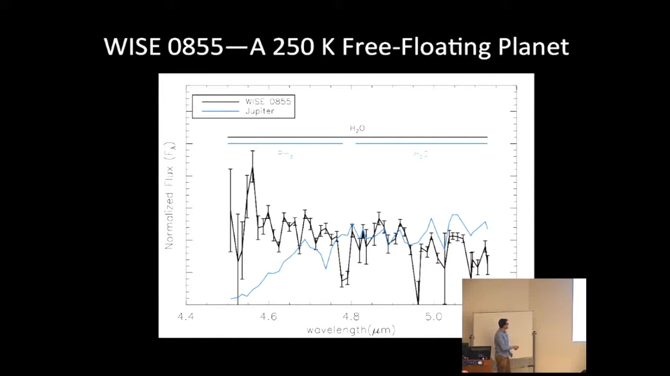At the shorter wavelengths, Jupiter has phosphine absorption, which is evidence for non-equilibrium chemistry. 40 years ago, that was used to show that Jupiter is convecting from its hotter interior. But for whatever reason, WISE 0855 does not. So WISE 0855 is a little bit hotter than Jupiter. We seem to be getting less mixing, though, and that's something that we're going to be thinking more about.